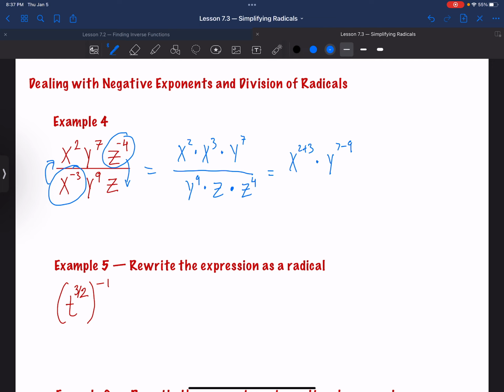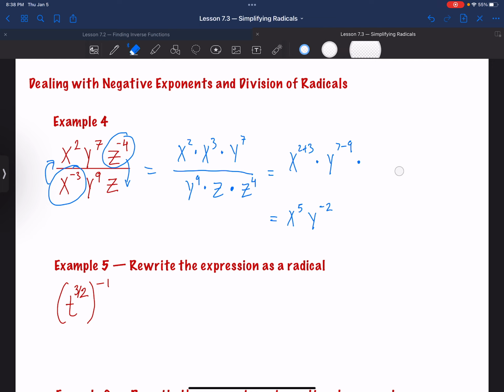But I'm going to rewrite it just as y to the power of 7 minus 9, and then times 1 over z to the 1 plus 4. There might be a way I could rephrase that, but I'm fine with that. So it equals x to the 2 plus 3, which is x to the 5. Then this is y to the negative 2.